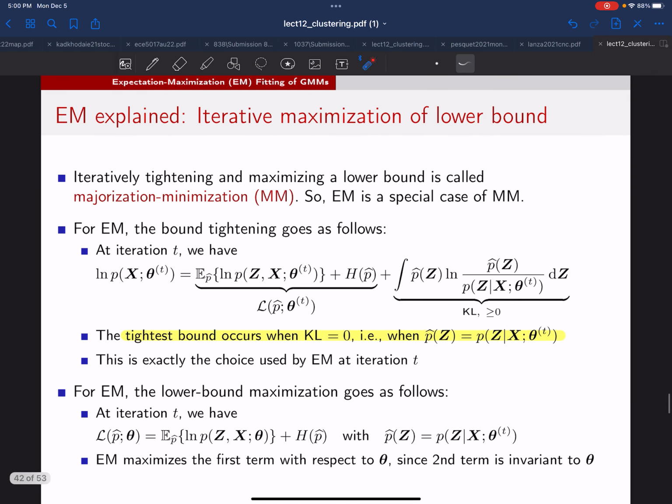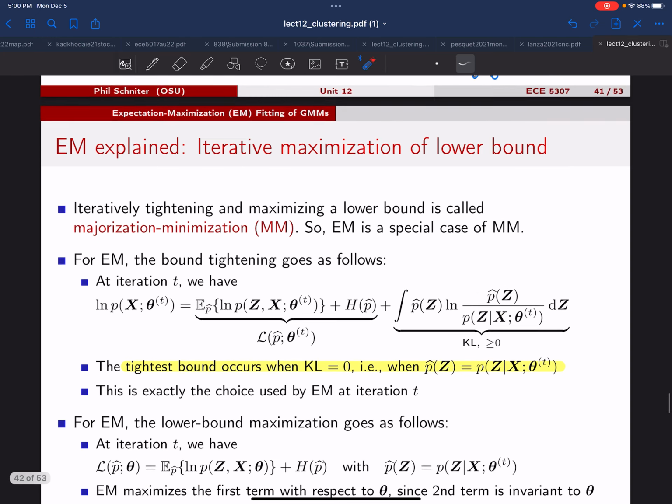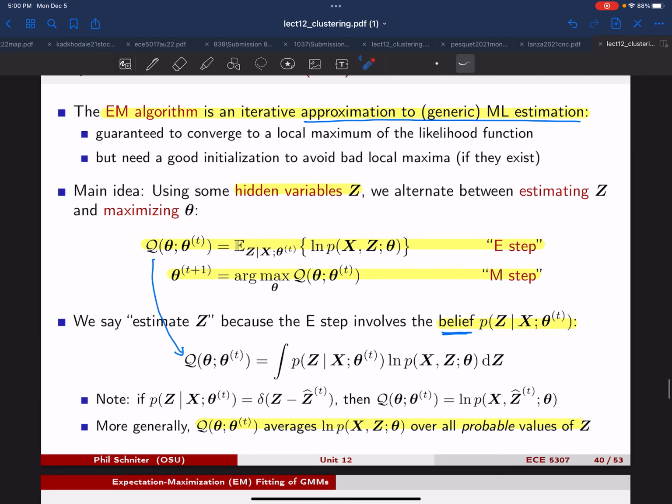Okay. Now what about the M step? So at iteration t, we want to maximize this for the given value of p hat. Well, when you look at this, we want to maximize this over theta. This entropy term has nothing to do with theta, so we don't have to consider it when we maximize over theta. So we really just have to maximize this term over theta. But that's exactly what we said the EM algorithm is doing. It just maximizes this first term. Oh, sorry. The M step is maximizing this function q over theta.